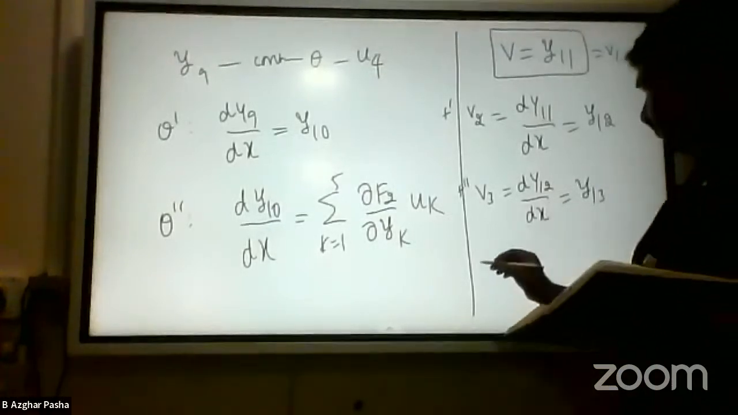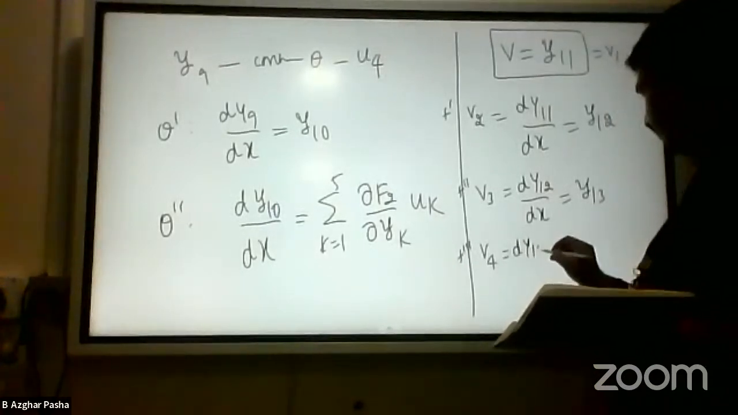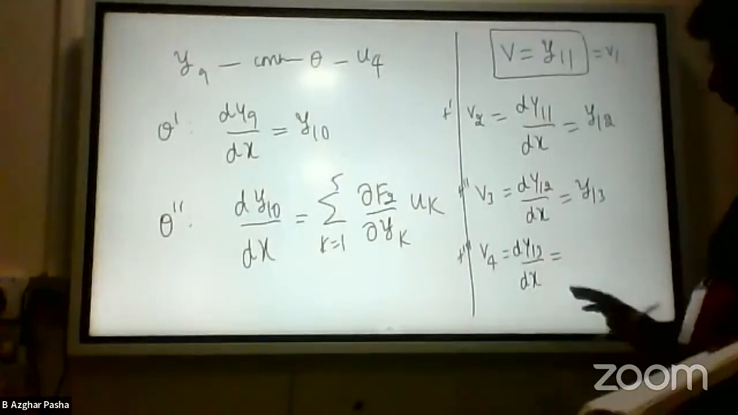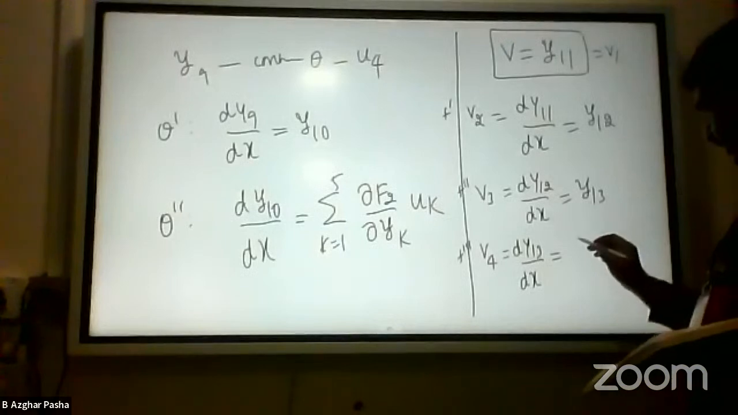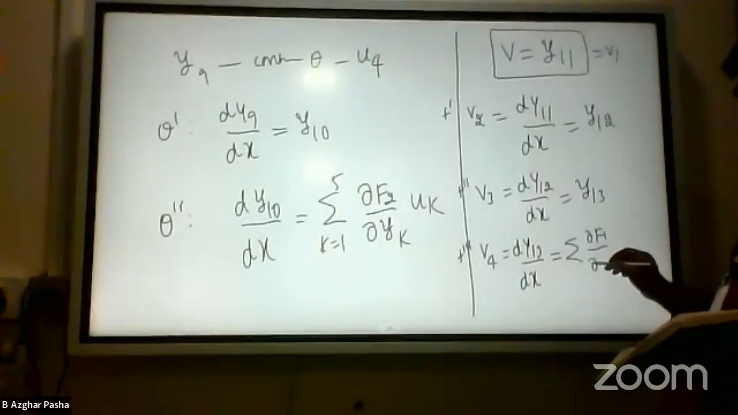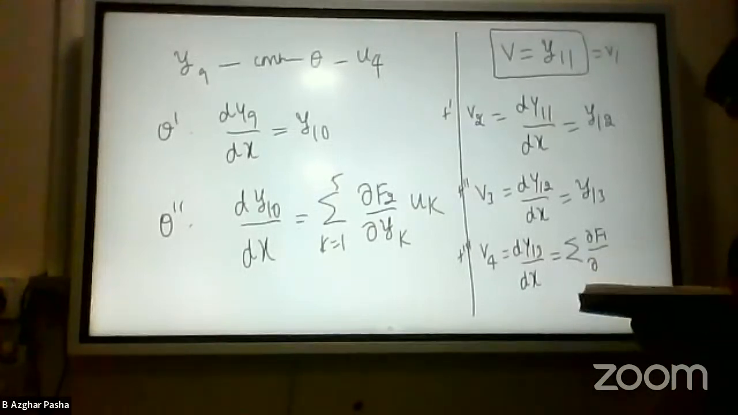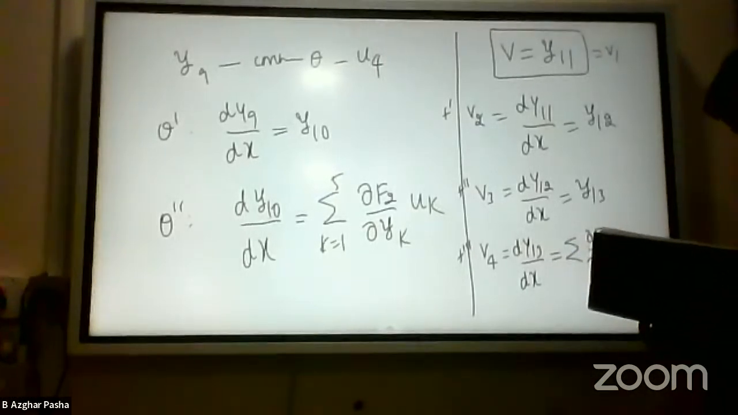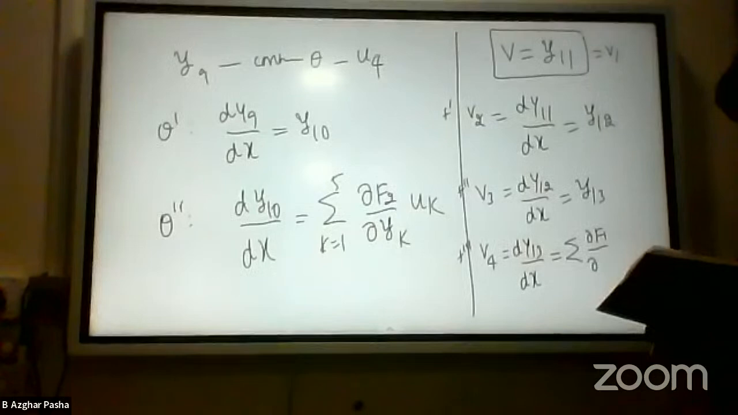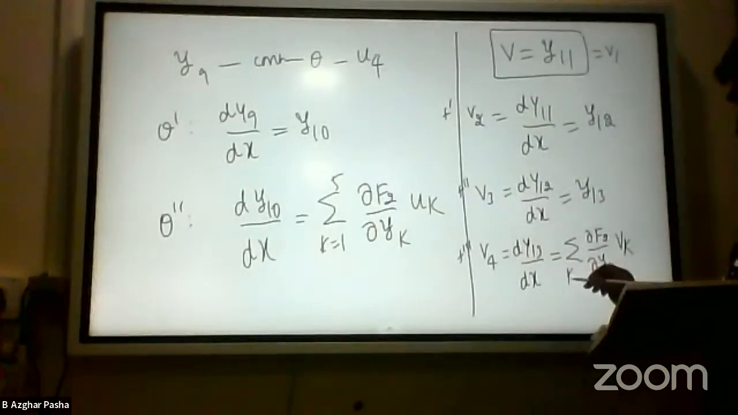Now, the third equation associated with F third derivative, V4, is the derivative of Y13 with respect to X. I'm not calling it Y14. It is the summation of the counterpart of that F1, in terms of T, you have to write, dou F2 by dou Yk into Vk, running numbers for Vk here, K equals 1 to 5.